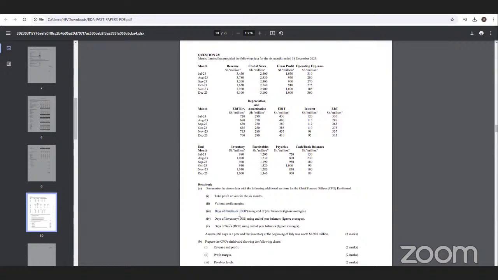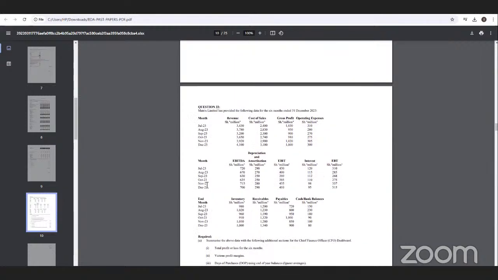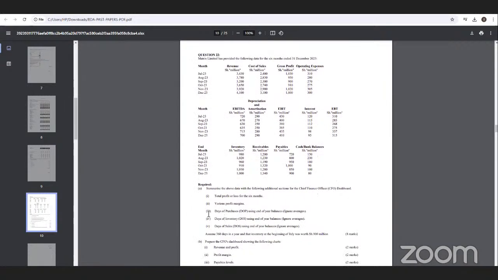Do you still remember how to do the days of purchases? You did this one in financial management. If you forgot, oh yeah, I remember. So when we are asked to do the days of purchases, you take 365 days, you multiply by the average creditors, and you divide by the total annual cost of sales, which the examiner has given you all there.